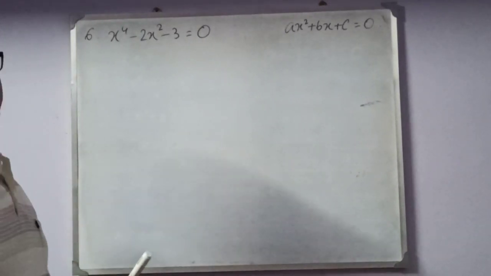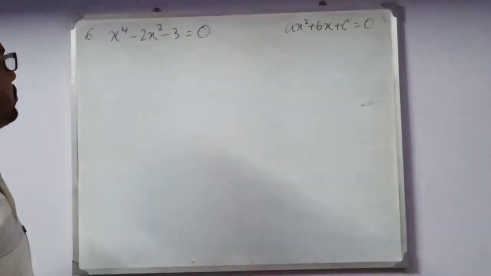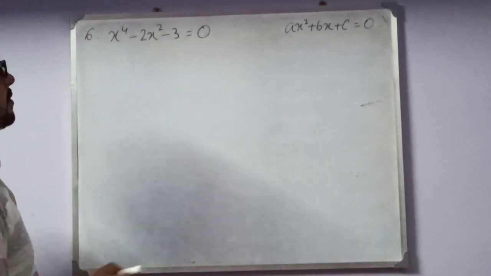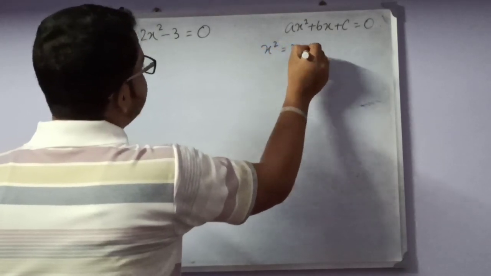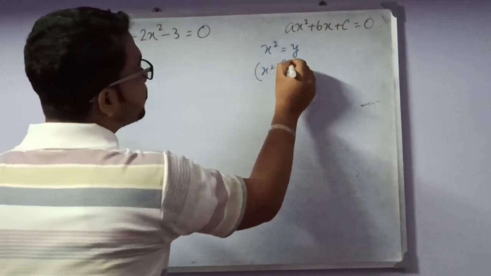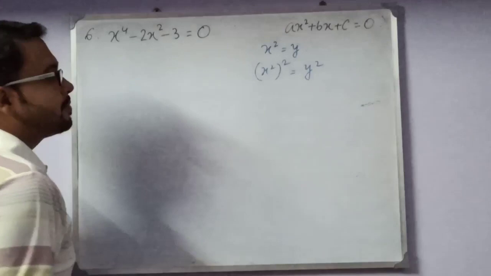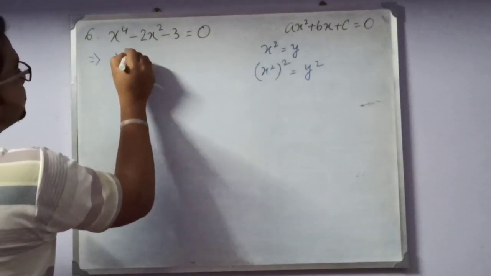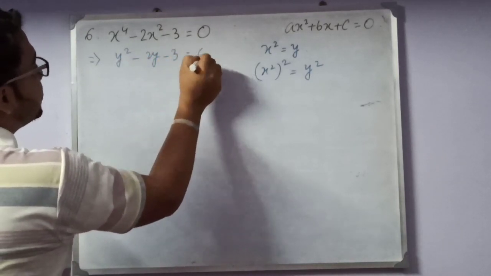We have to assume something in this equation, otherwise we can't find the value. So we have to take x square is equal to something. We take x square is equal to y. So here x to the power 4 means x square, that square. So we can write this one is y square. So now put these two values here. This one is y square and this one is 2y minus 3 is equal to 0.